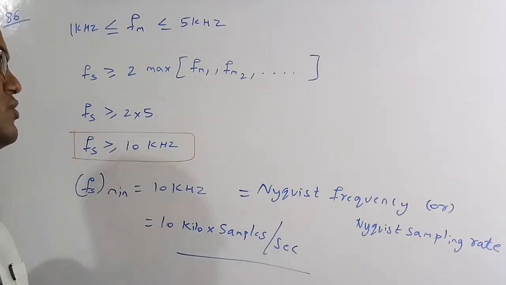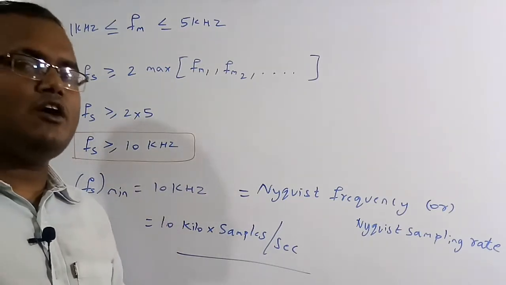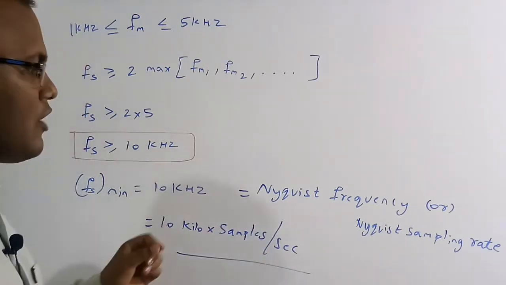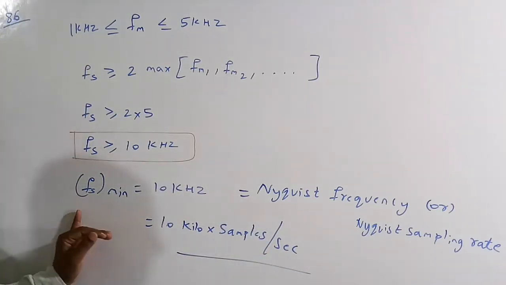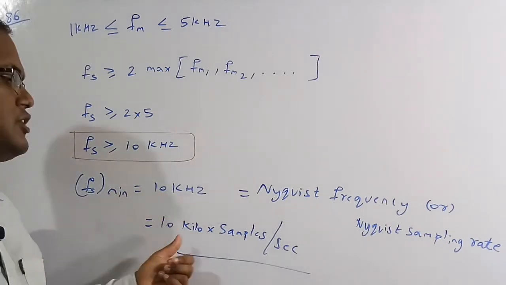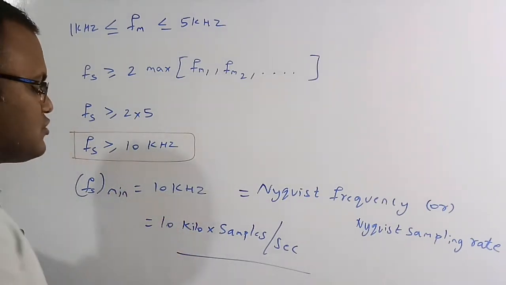So we can conclude that the Nyquist frequency is also called the Nyquist sampling rate. It is the minimum sampling frequency, which is 10 kilohertz, meaning 10 kilo samples per second. This is the correct solution of this question.